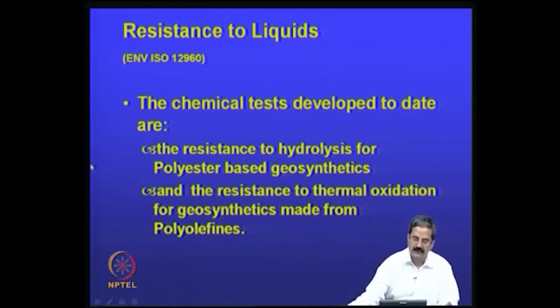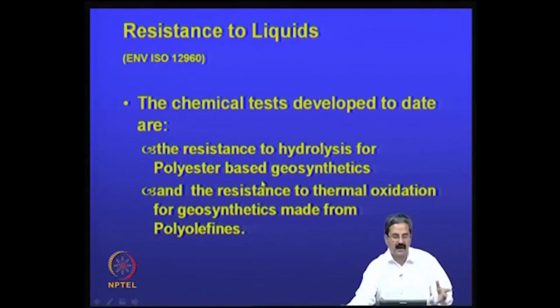Say for example, the hydrolysis test. If you have polyester based geosynthetic materials, there is a possibility that hydrolysis occurs and this material, like a polyester material, may get degraded. So, there are some specific tests for this, and say for example, you take polyolefins. They have a problem with thermal oxidation, like when they are subjected to atmospheric conditions, because of the oxidation and temperature the tensile strength will come down.